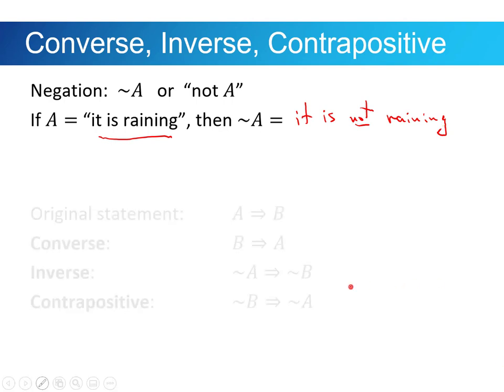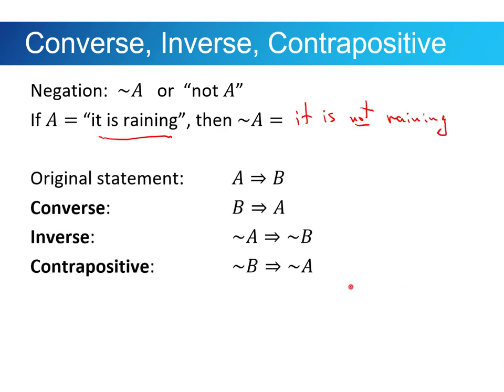Now, with conditional statements, there are various ways that I can order the two different statements and their negations. Perhaps my original statement is of the form A implies B. If I switch the order of B and A, I get what's called the converse of the statement. The converse is B implies A, just switching the two statements around. The inverse of the original statement is not A implies not B, and the contrapositive of the original statement is not B implies not A.